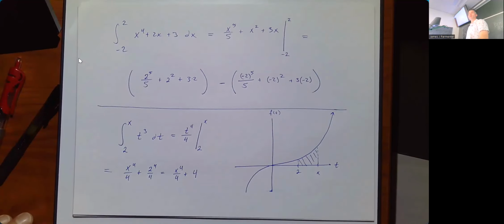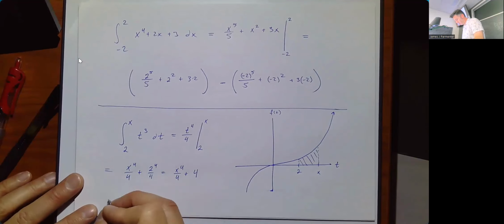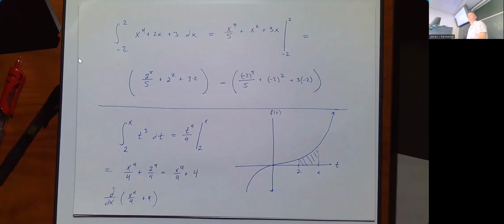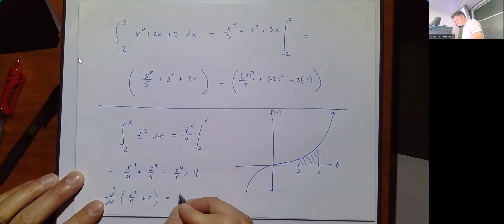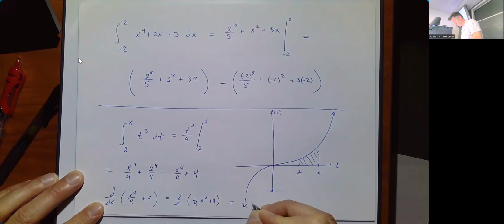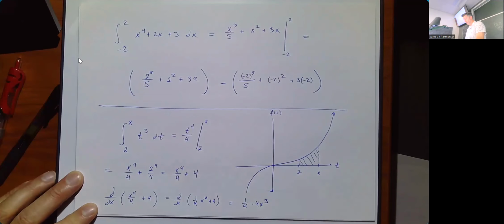Okay, but now here's what I actually want you to see. What happens if we take the derivative of this? What's the derivative of x to the 4th over 4 plus 4? What's the derivative of x to the 4th? Right. So here's a fun fact. If you have something divided by a constant, it's really the same as multiplying by the reciprocal of that constant. So we really have 1/4 times x to the 4th plus 4, and you get 1/4 times 4x cubed, the derivative of x to the 4th, and then what's the derivative of 4? So I end up with x cubed.